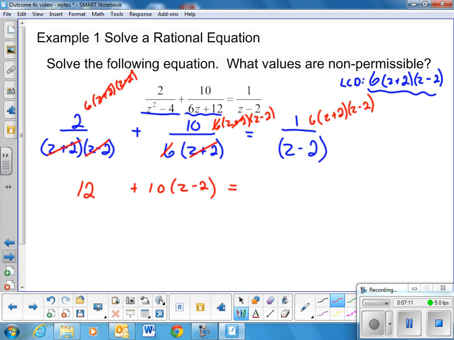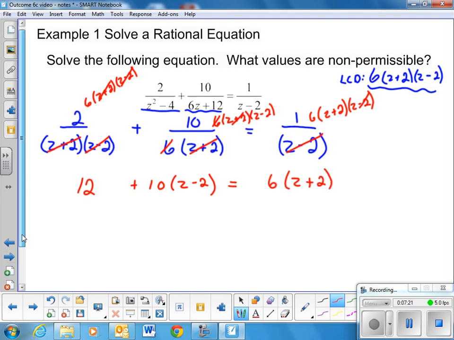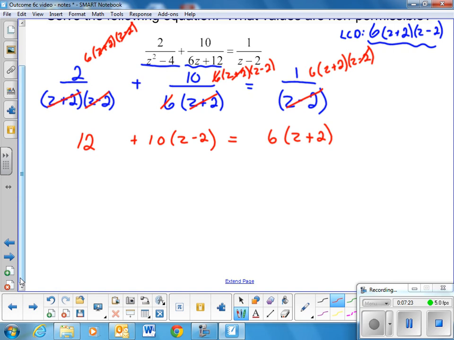In the last group, z minus 2's will cancel, leaving me with 6 times z plus 2. We no longer have a rational equation, so we can continue to solve this. We're going to multiply in our coefficients, or the numbers out front, in order to get rid of those brackets. So it's 12 plus 10z minus 20 equals 6z plus 12.